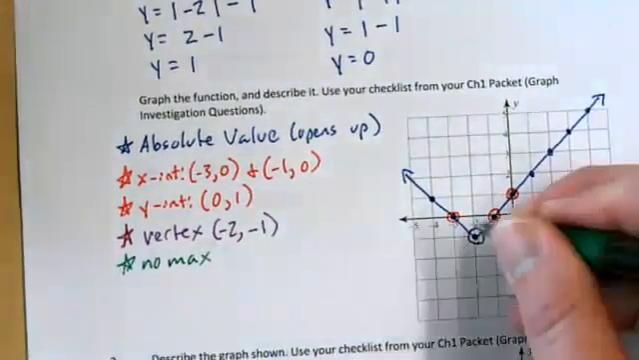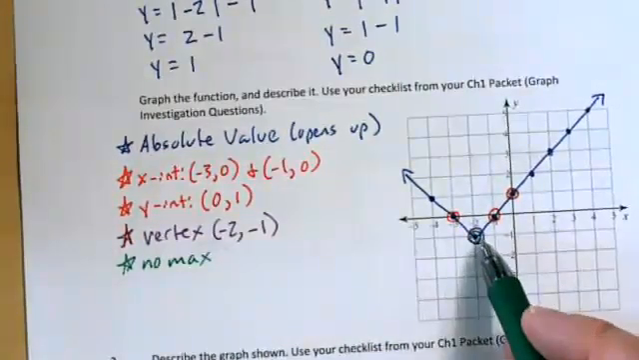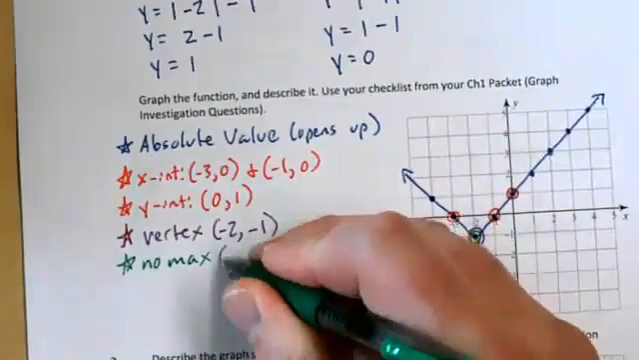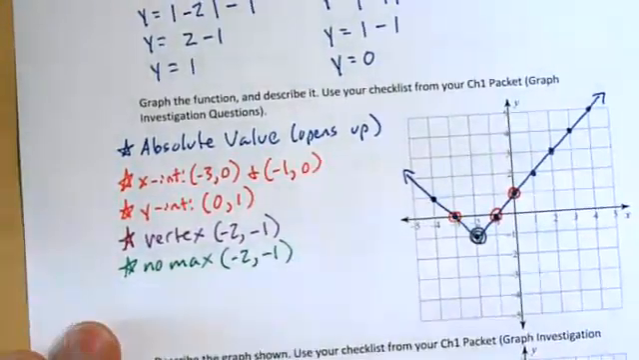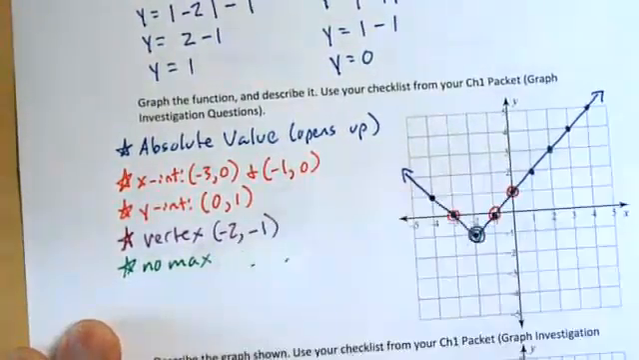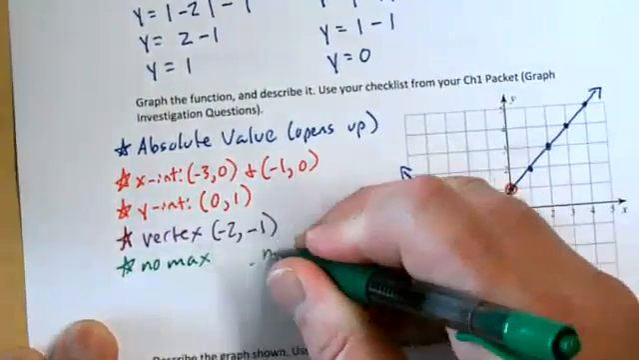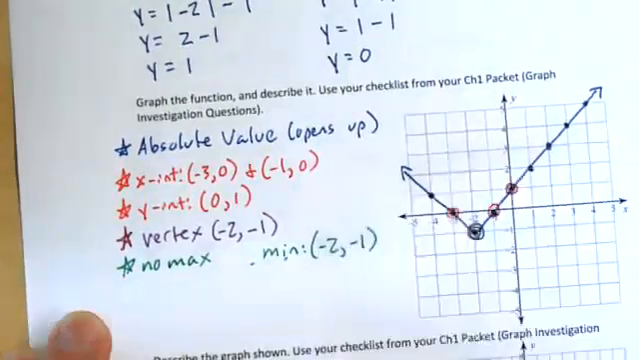There is a minimum value. The minimum, the lowest point on the graph, is right here. It's that same point where the vertex was, so it'll have the same coordinates. So that would be our min. I should label that as min. A little correction tape here. So our min is at -2, -1.